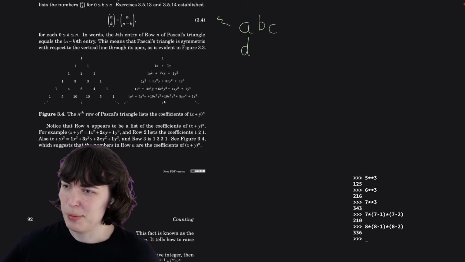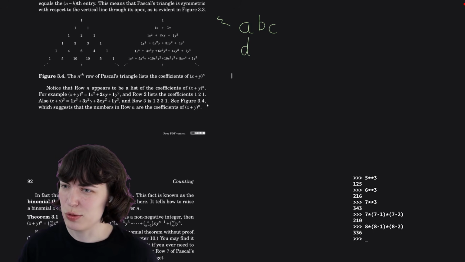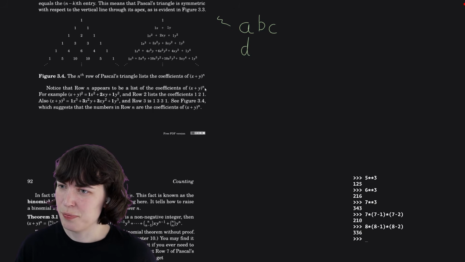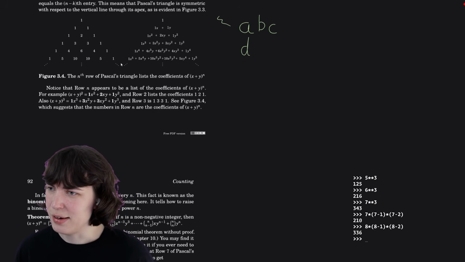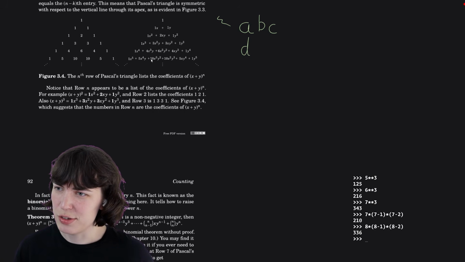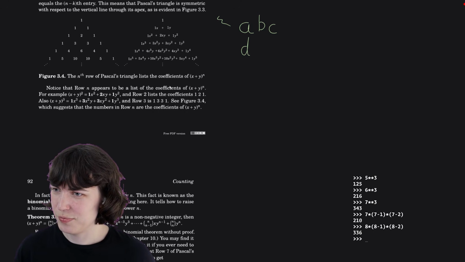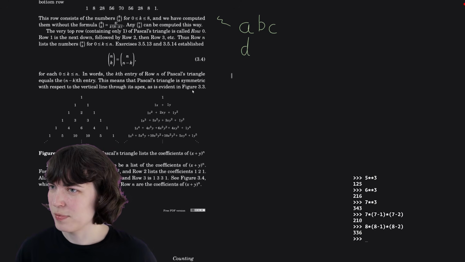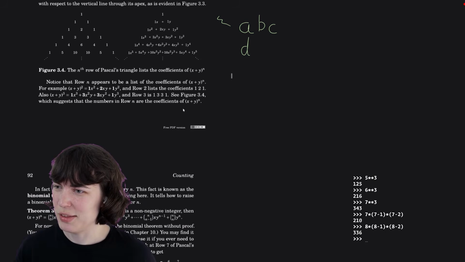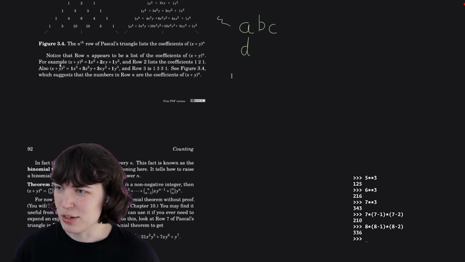Notice that row n appears to be a list of the coefficients of x plus y to the n. For example, what? What is he talking about? Is this in any way related to anything? Probably. Just keep reading, try and understand it, okay?